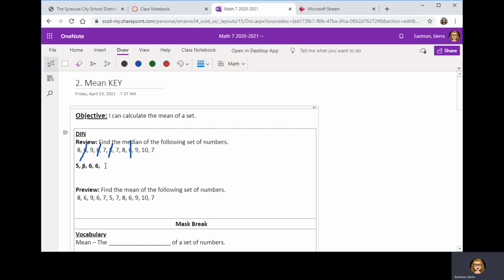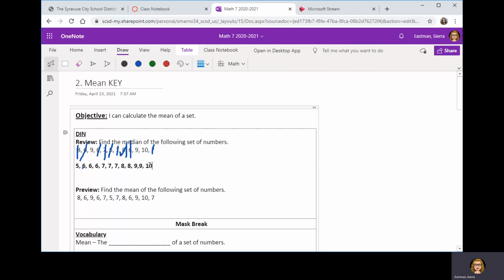Then I see 3 7s. And about 2 8s. I'll cross those off as I go just to double check that I'm getting every number. Got my 7s. Oh, there's 1 8, another 8. Now I have 2 9s and a 10 left. And we want to find the middle number.